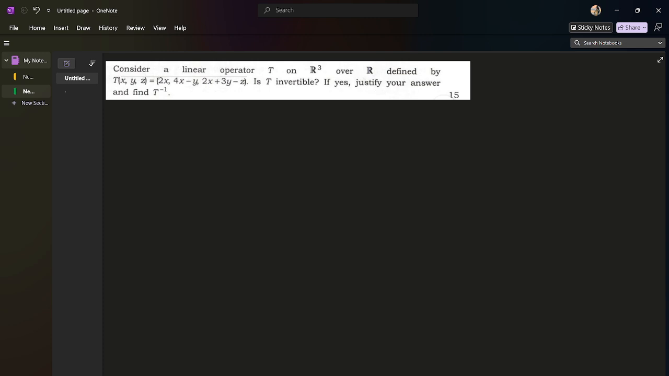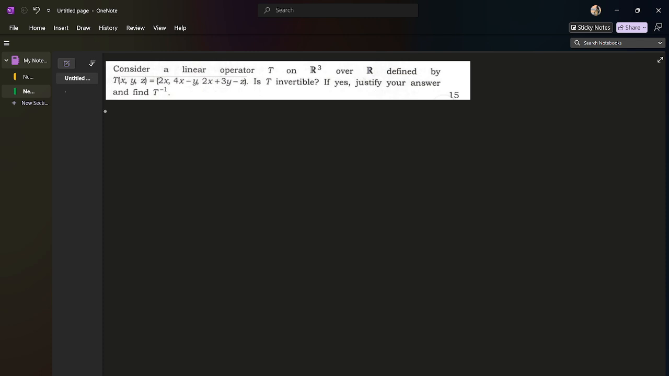The question says: let us consider a linear operator T on R3 over R defined by T(x,y,z) equals (2x, 4x minus y, 2x plus 3y minus z). Now we have to find whether T is invertible or not. If yes, then we have to justify our answer and find the T inverse.